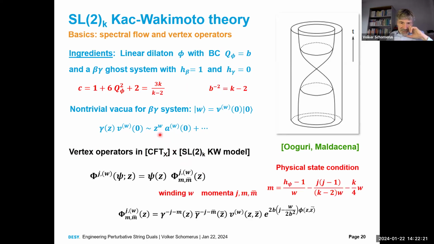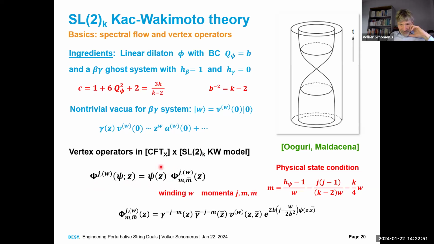So you now take your CFT X. That's the same CFT that we had previously when we discussed the parent theory of the symmetric product orbifold. And you take this SL2K Kac-Moody model, which I just described, including these special sectors with these spectrally flowed vacuum, spectrally flowed by W units of spectral flow. And you build the following vertex operators from there.